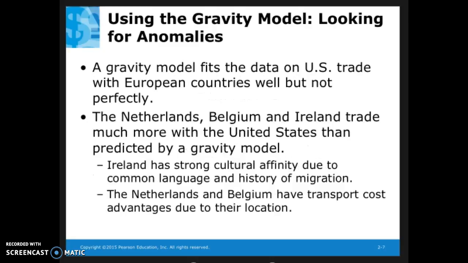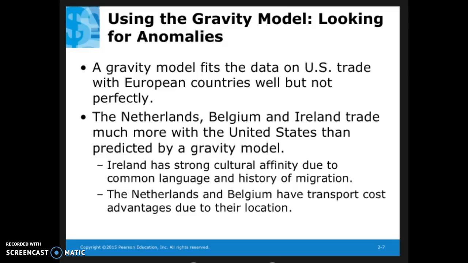So looking for some anomalies. Within the gravity model, there are some anomalies. The gravity model fits data pretty well, but not perfectly. The Netherlands, Belgium, and Ireland are some key anomalies.